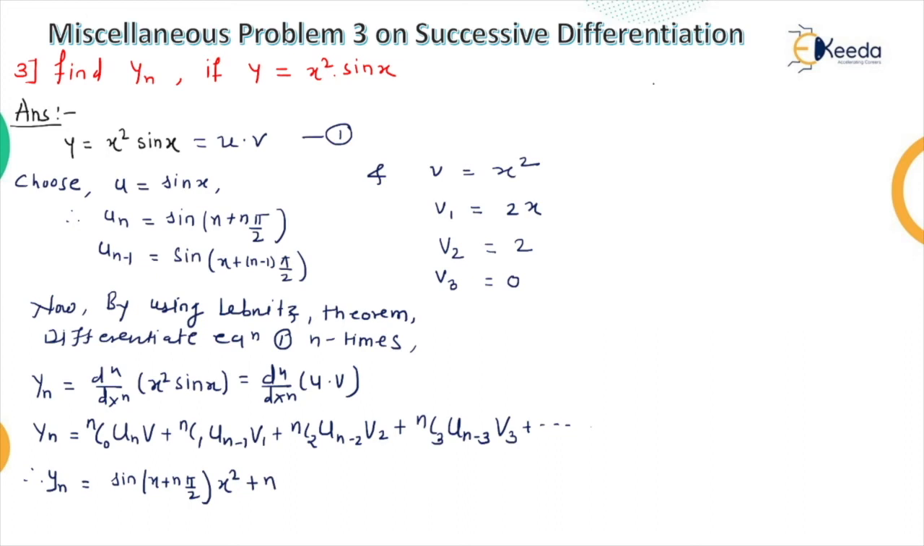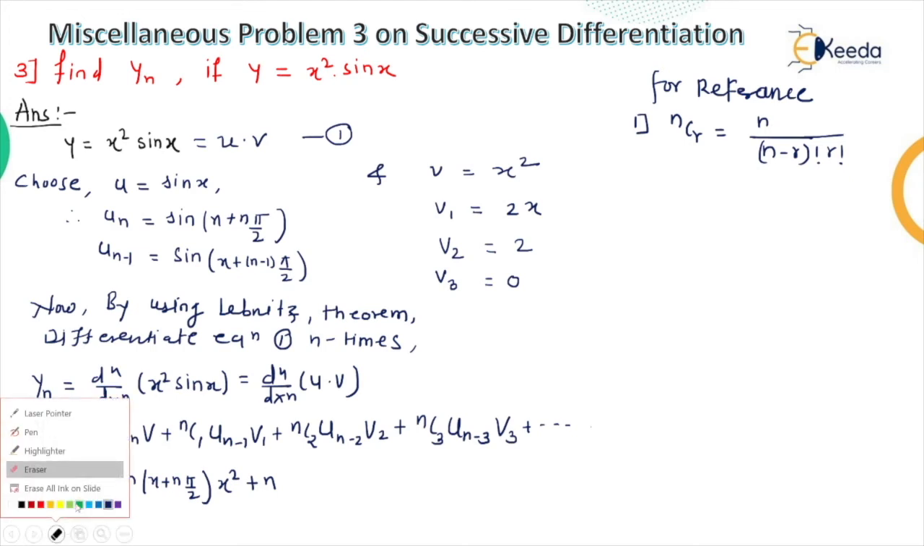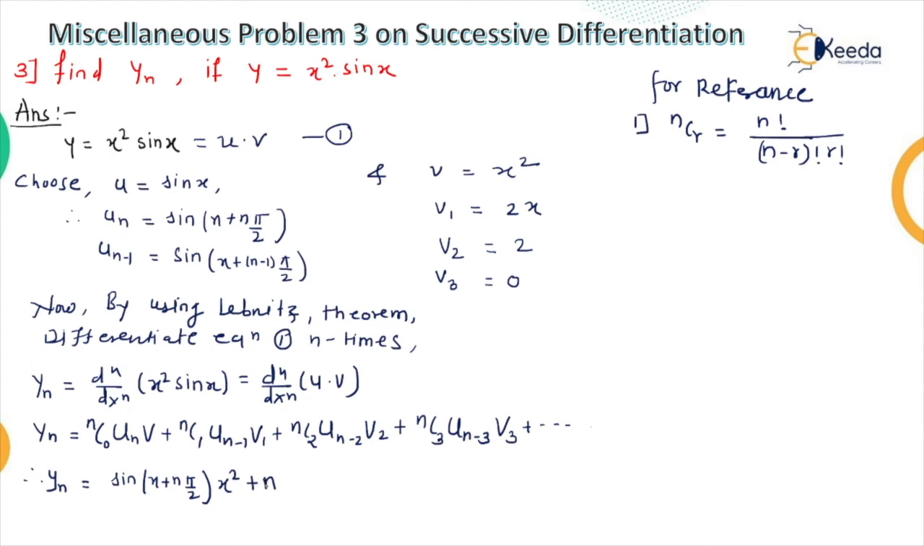So guys, for reference, you have to use this result for nCr. nCr is n factorial divided by (n minus r) factorial into r factorial. This is the formula for combination, means if you have to find nCr, then you have to use this formula, and by using this formula you clearly get nC1 is n. This value is n.